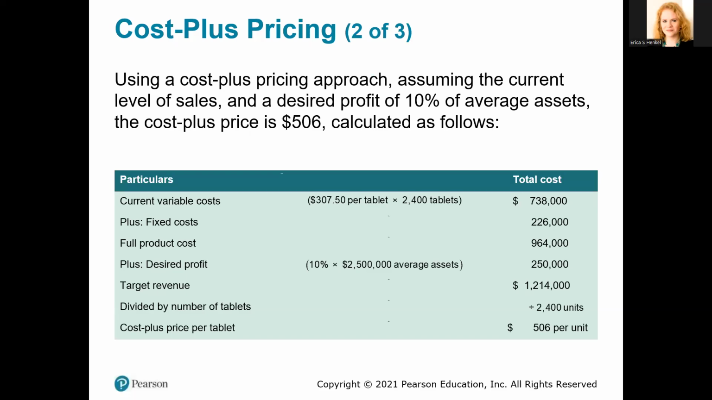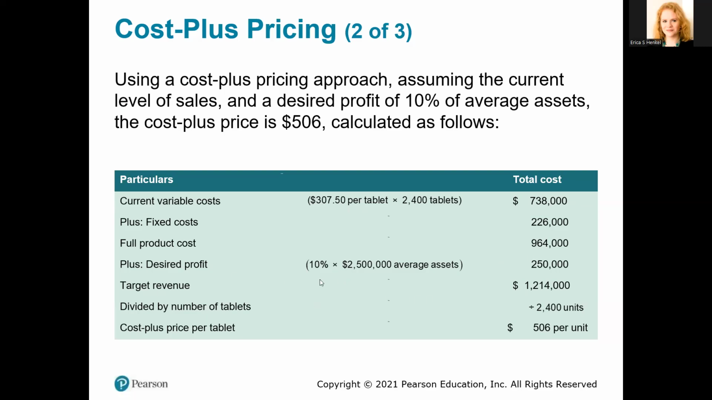All right, so an example of cost plus pricing. In our technology company, they have a desired profit of 10% of their average assets. And so they looked at their current level of sales. And then they had, all right, here's our costs for variable costs, including direct materials, labor, and variable overhead. They added in their fixed costs to arrive at a full product cost for 2,400 tablets, which each cost $307.50 to produce. So their total full product cost was $964,000.